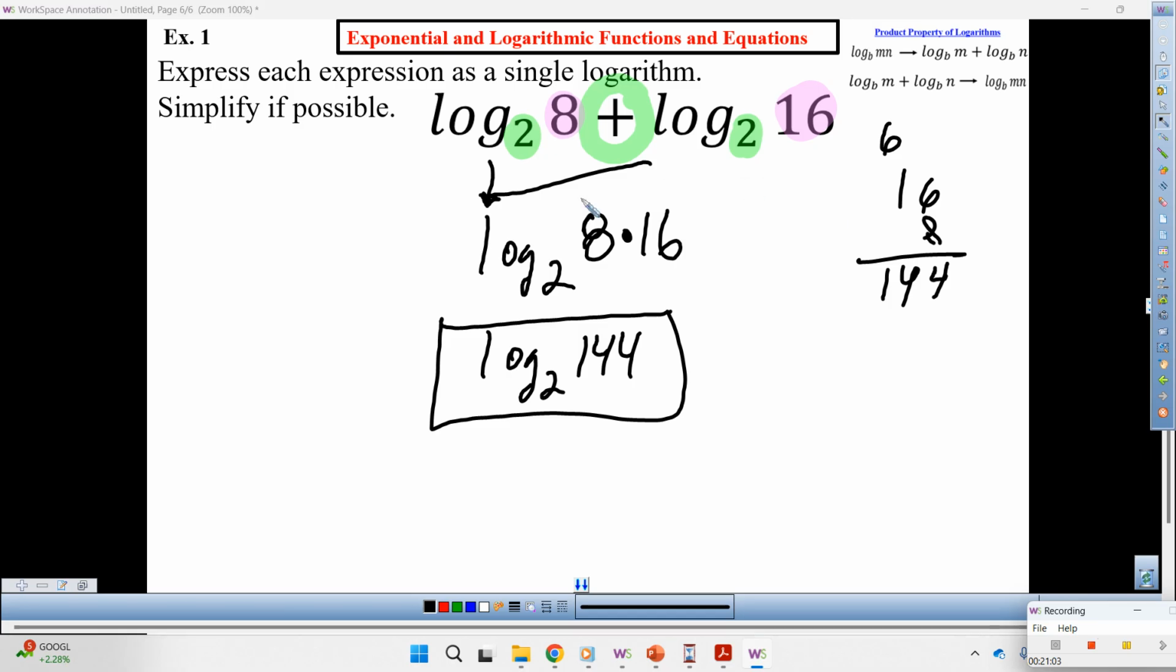So here it goes. First thing we check, do they have the same base? Yes, Mr. Q, they have the same base. Are they being added? Yes. So that means we write them both in only one log. Here's the one log right here. Same base. And what do we do with the given numbers? The given numbers, we multiply them. So log base 2 of 8 times 16, there it is. That's 144, and done.